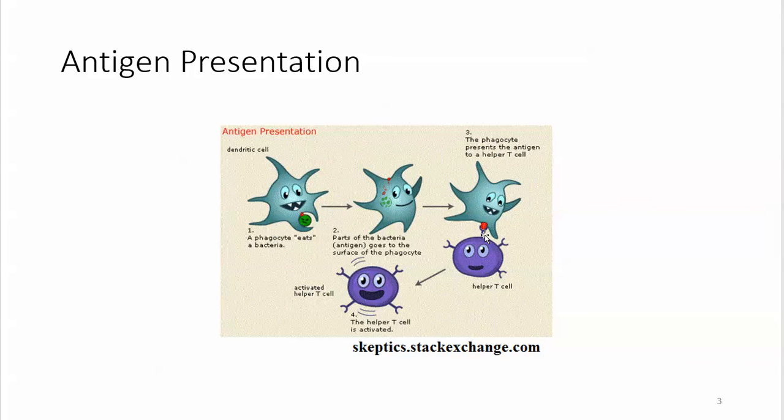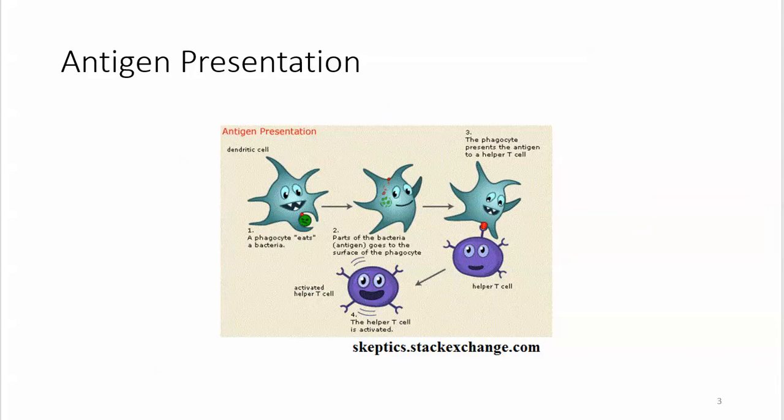Now, with T helper cells, you need the MHC class 2. And the MHC class 1 and 2 have to do with recognition of self from non-self, which is a basic tenet of immunology. You have to be able to tell the difference between self and non-self, and that's what the MHC does.